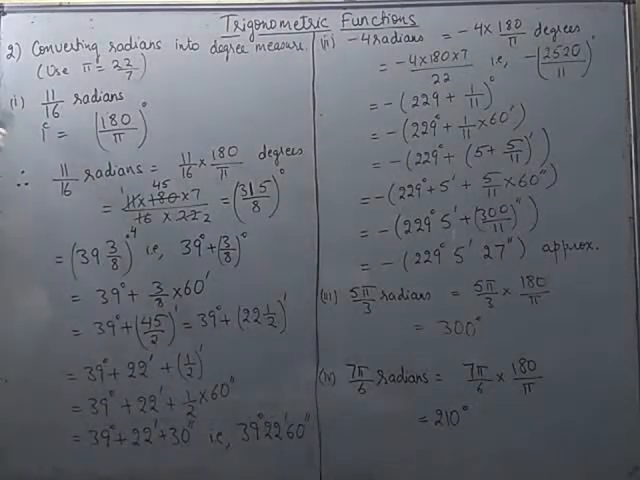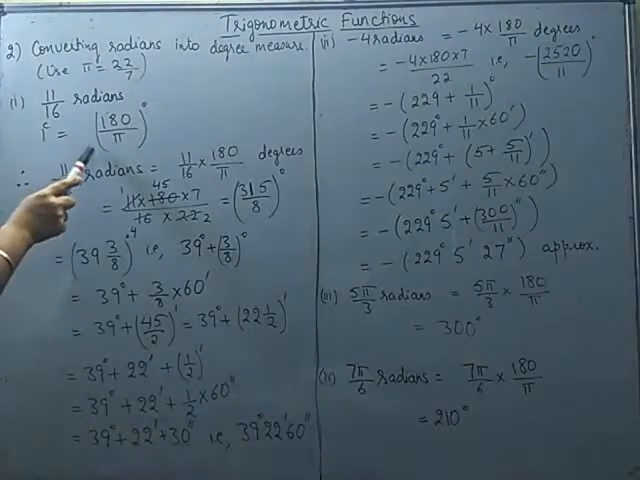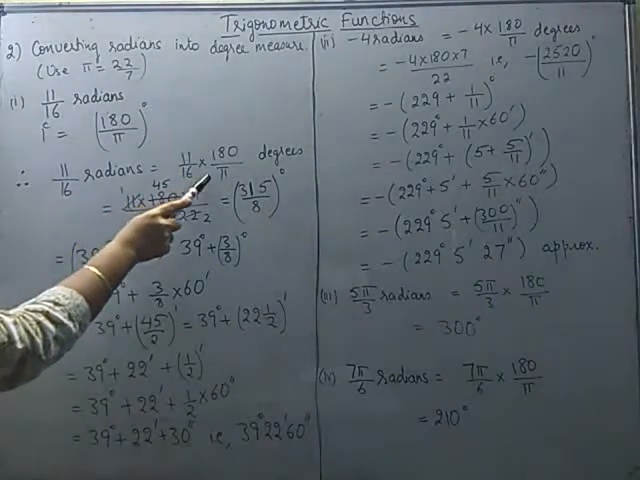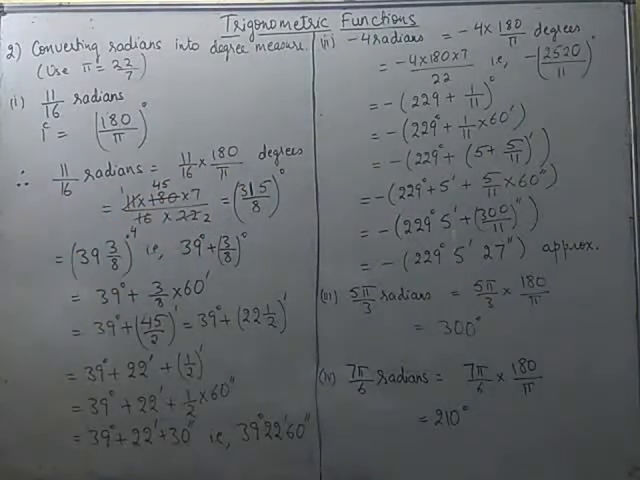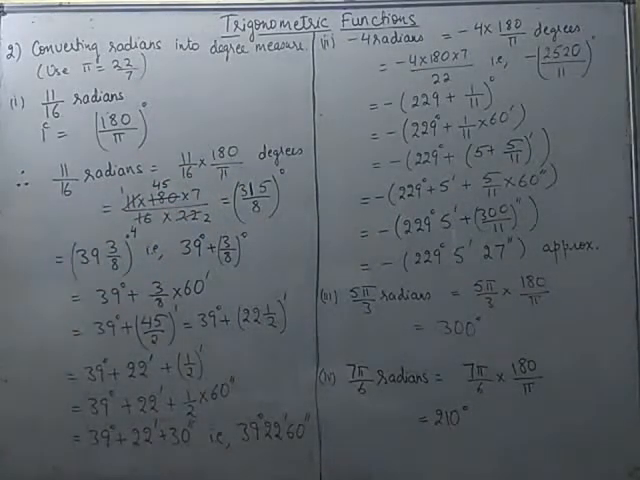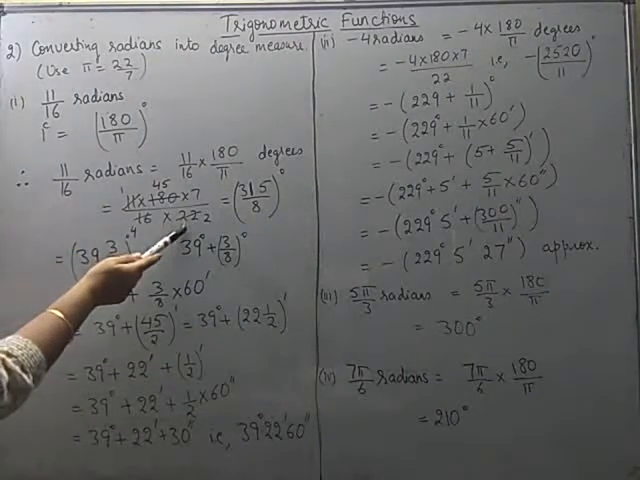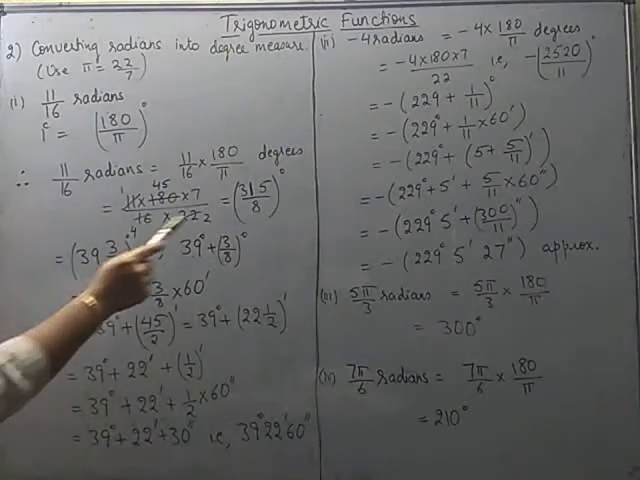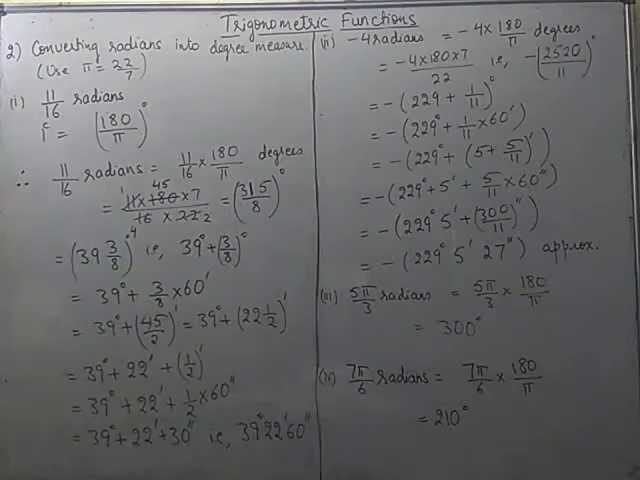Now 11 over 16 radians is given to us. We know 1 radian can be written as 180 over pi degrees. So 11 by 16 radians will become 11 by 16 into 180 over pi degrees. You can replace pi by 22 by 7. We are converting it into real number. So replacing it by 22 by 7 and then cancelling out the common factors, you will see the fraction reduces to 315 over 8 degrees.